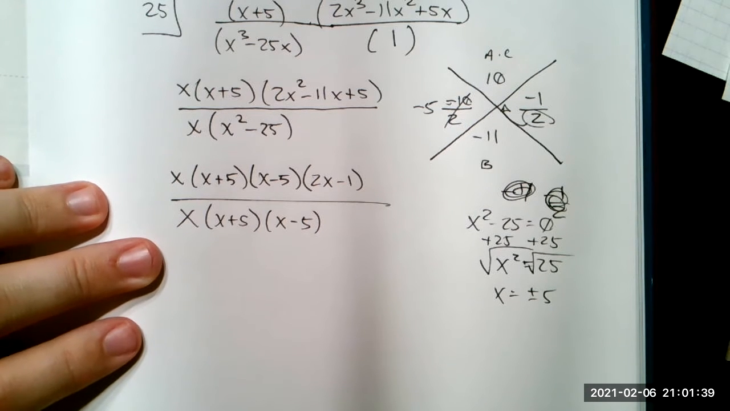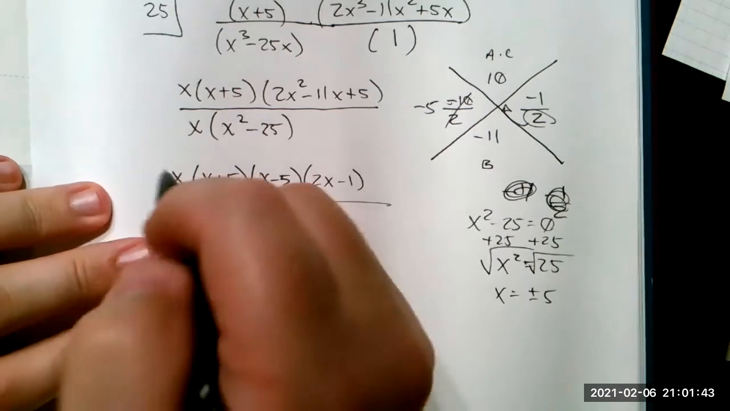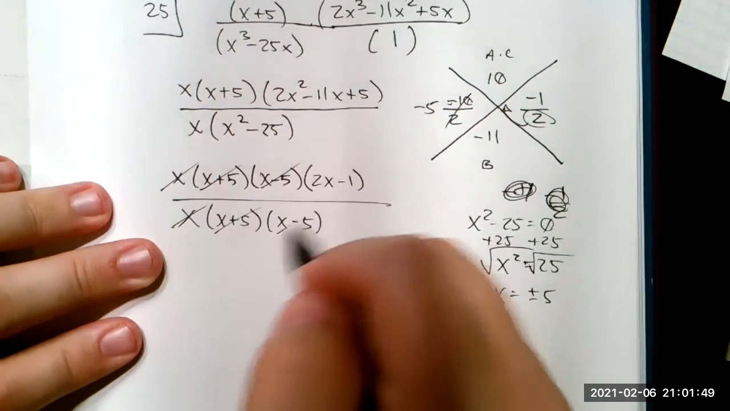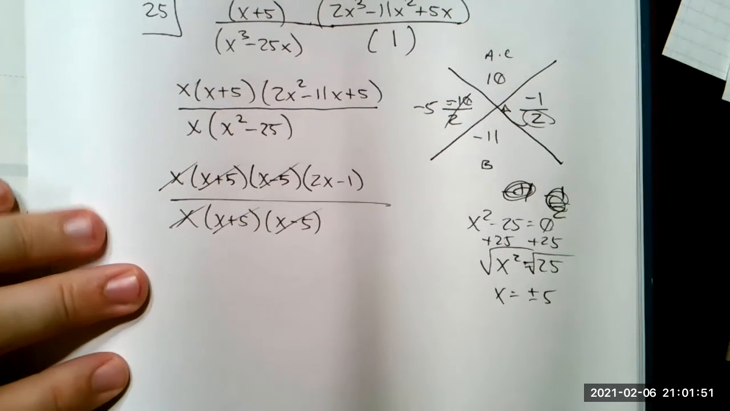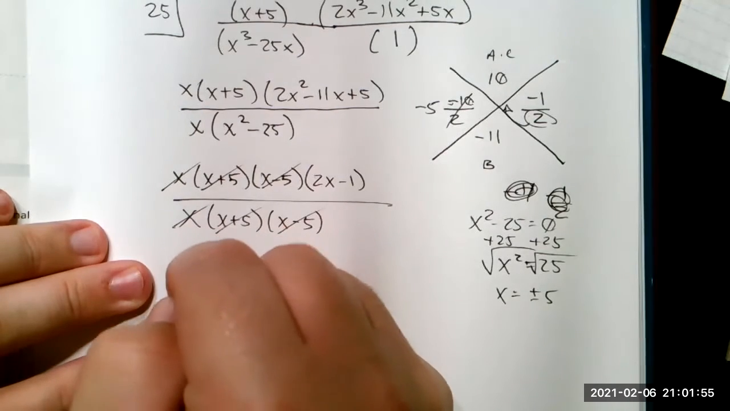All right, now I've got a bunch of factors, a bunch of things that are being multiplied, so I can start canceling. I've got an x up top and down below, an x plus 5 up top and down below, x minus 5 up top and down below. And I think that's it. So all I'm left with is a 2x minus 1.